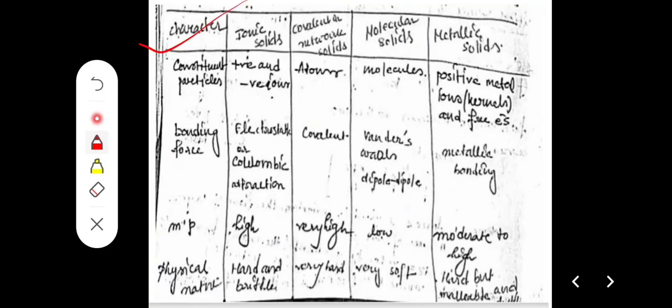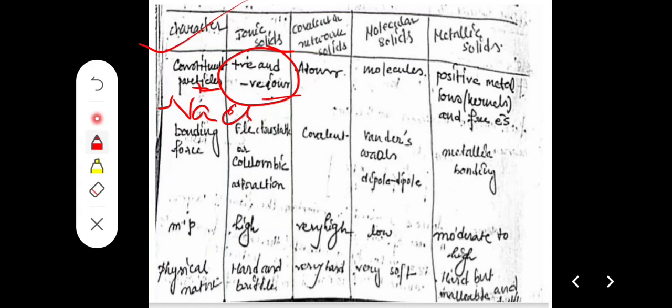That is character. First one, constituent particle. Ionic solid consists of positive and negative ions, for example Na+ and Cl-. Okay, Na+ and Cl-. Due to the electrostatic force of attraction among cations and anions, ionic compounds or ionic solids are produced. Okay, that's why the constituent particles are positive and negative ions.